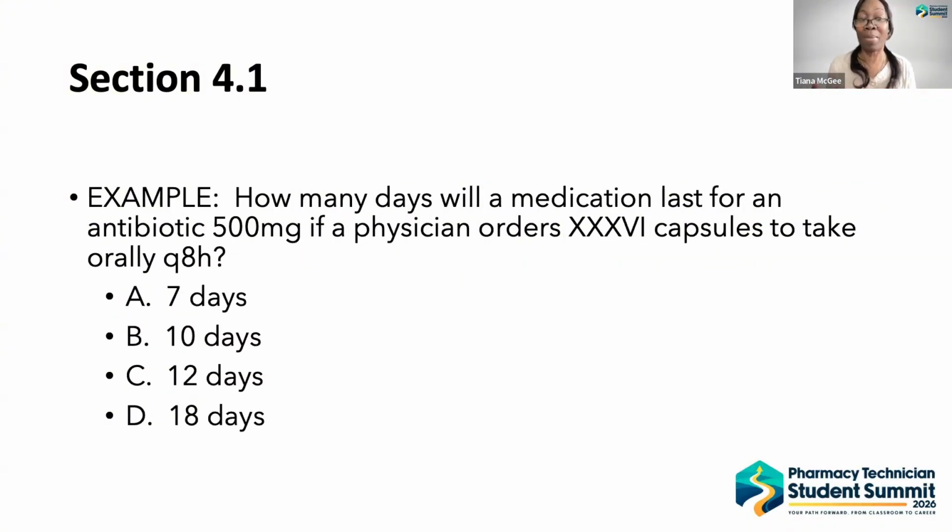You have, how many days will a prescription last if the antibiotic from the physician comes in XXXVI capsules to take orally every 8 hours? And you're probably asking yourself, what the heck is XXXVI? Those are your Roman numerals. So, yes, will you see Roman numerals a lot in pharmacy? Probably not. Definitely on controlled substances, for sure. But every day, probably not.